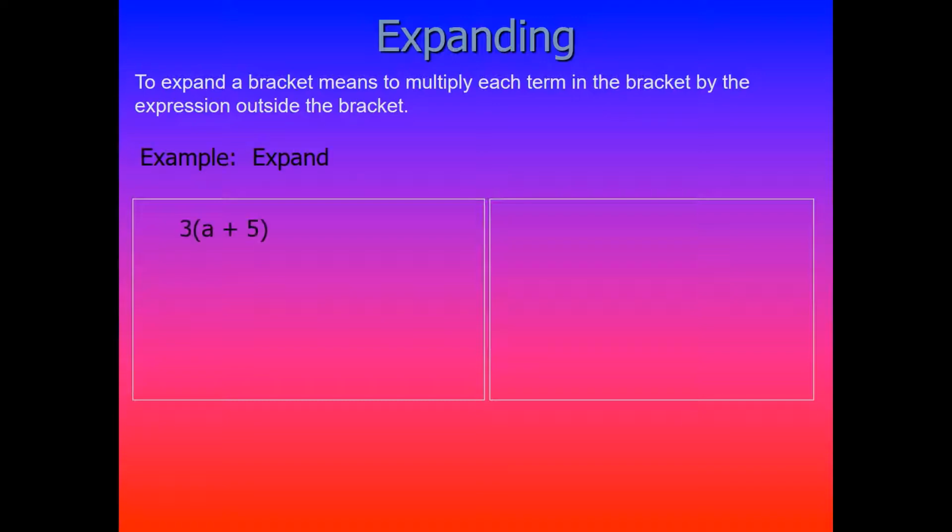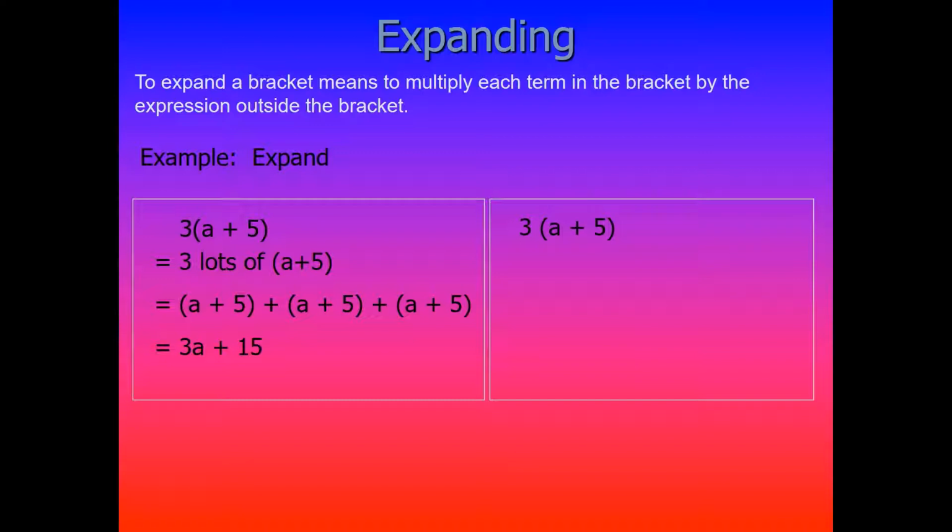For example, if it says expand 3 into a plus 5, we know that this means that there are 3 lots of a plus 5s, and I can write that as a plus 5 plus a plus 5 plus a plus 5, and if I combine a's together and 5's together, like terms, I get 3a plus 15. So this is writing in expanded form. We can use a shortcut to easily answer questions like this, but you need to know that 3 into a plus 5 means 3 lots of a plus 5s.